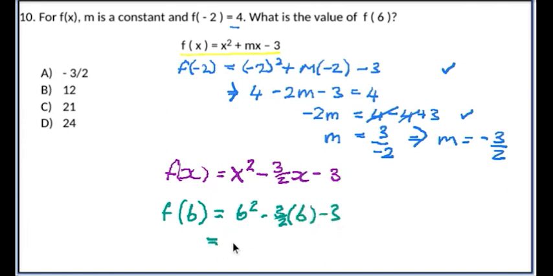Let's start evaluating. 6 squared is 36. 3 by 6 is 18. Divide 18 by 2 and we get minus 9. And then we have a minus 3 already. So therefore that will be 36 minus 12 when we bring the minus 9 and minus 3 together. And that will give a 24. So if we look across, our answer will be D, which is 24.